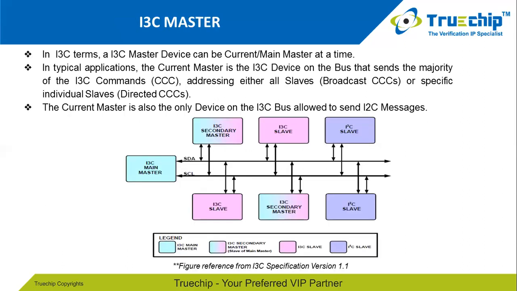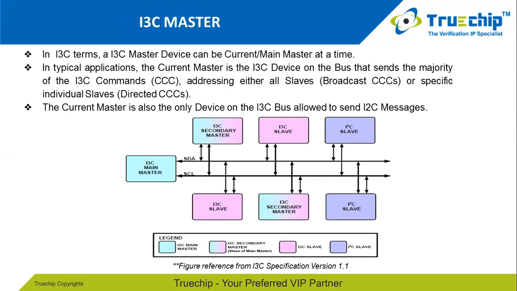The I3C master device is the current or main master at a time. Only the main master on the bus sends the I3C command, addressing either all slaves using broadcast common command codes or a specific slave using directed common command codes. It is also allowed to send I2C messages on an I3C bus.